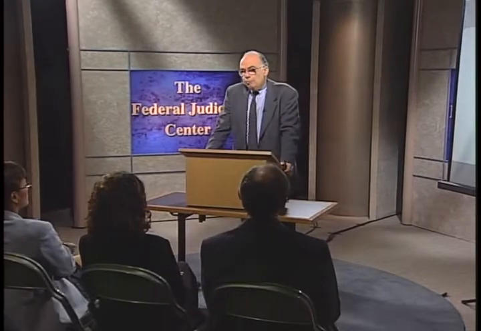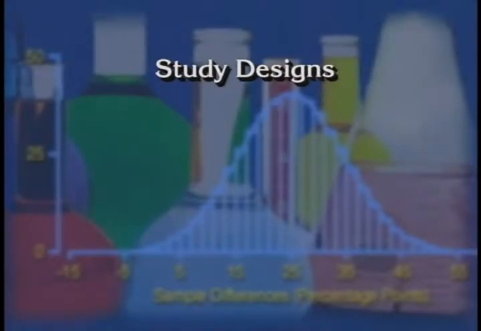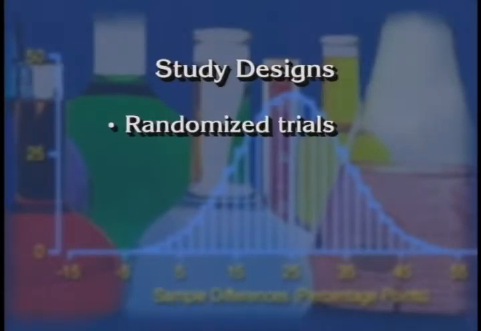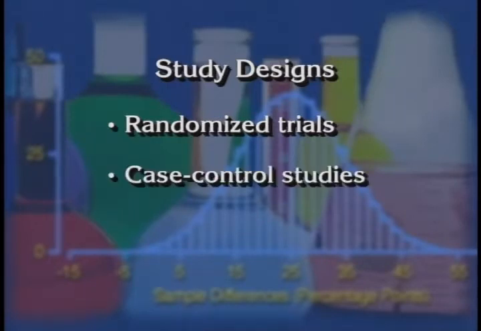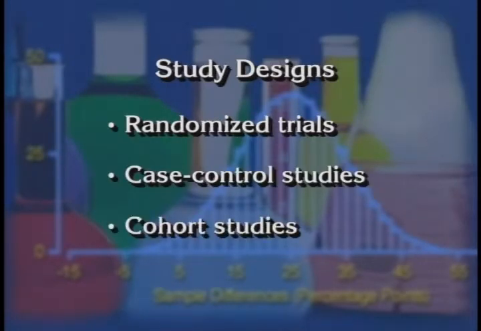So what we've seen up to now is basically three major types of study design that are used in epidemiologic studies. Randomized trials, generally not used for putatively toxic agents, but case control or cohort studies that are used to explore the relationships of exposure to a specific disease. Well, let's assume that we have done the study properly. Now the question is, what do we do with the findings from the study?